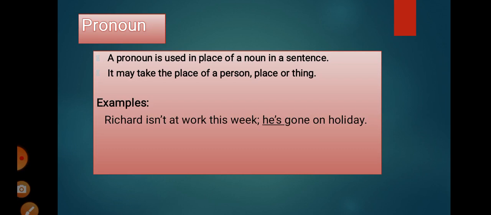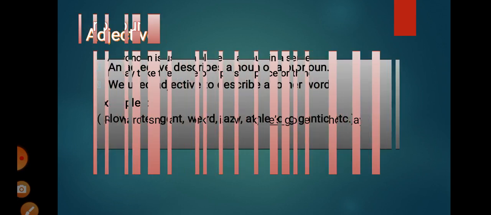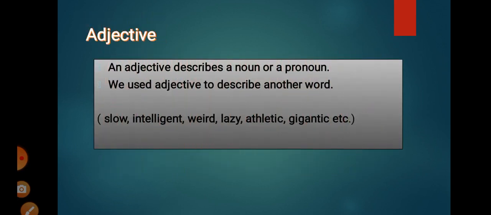So next, let's move on to adjective. So what is an adjective? An adjective describes a noun or a pronoun. We use adjectives to describe another word. So here are examples of adjectives. It might be slow, intelligent, weird, lazy, athletic, gigantic, and etc.